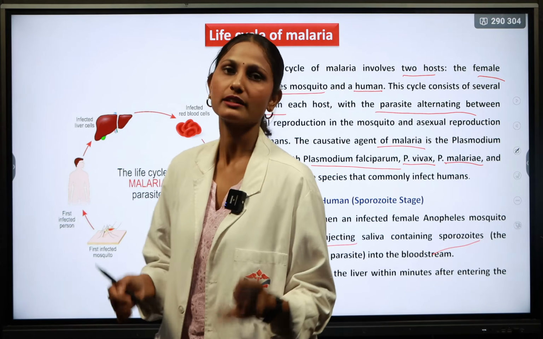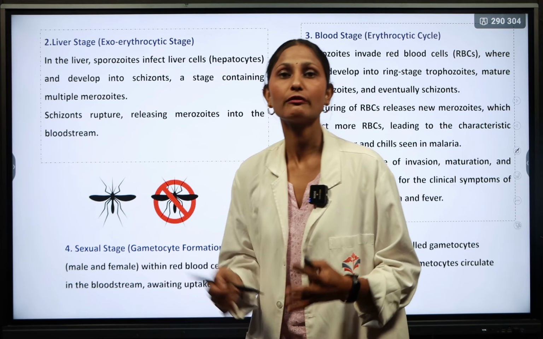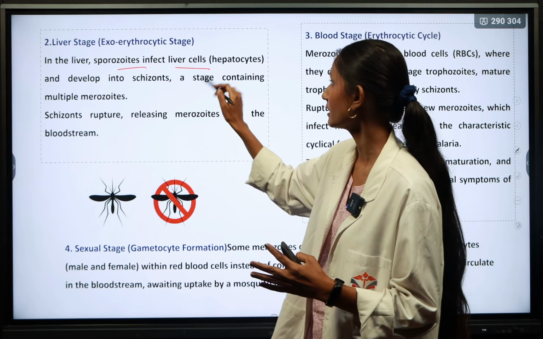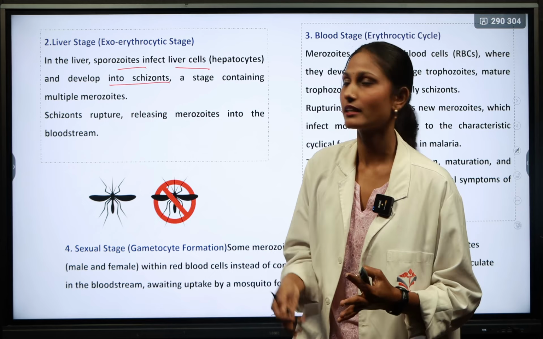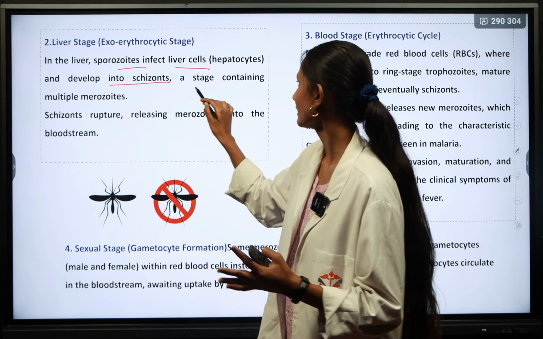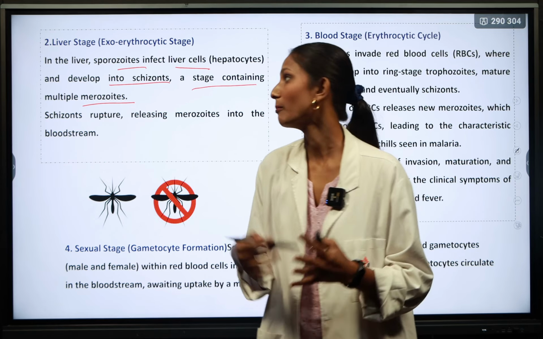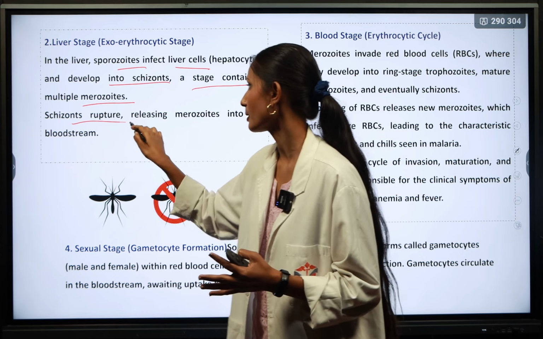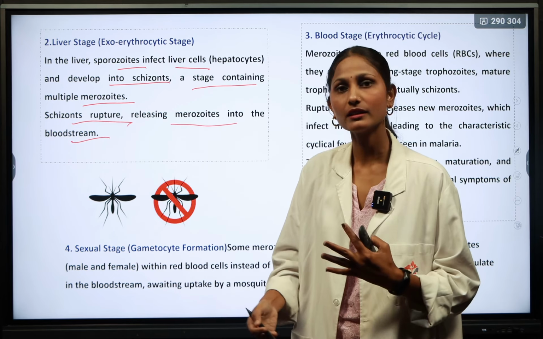The next stage is the liver stage. In this stage, the sporozoite enters the human liver and infects the liver cell. It will develop into the schizont. The schizont is the next stage that develops, containing multiple merozoites. In the schizont there are multiple merozoites present, and the schizont ruptures and releases the merozoites into the bloodstream.